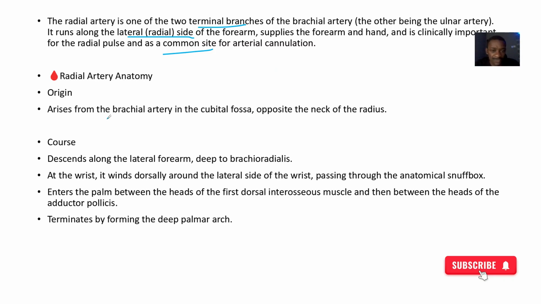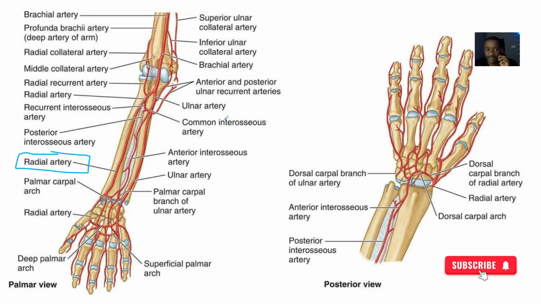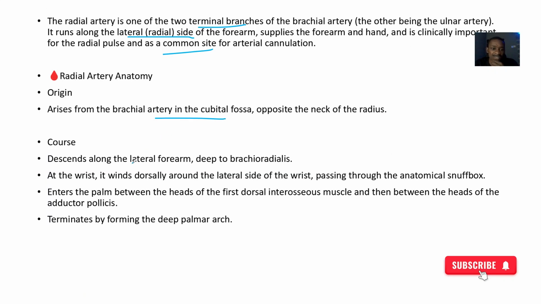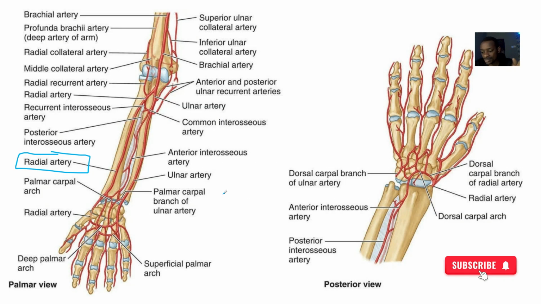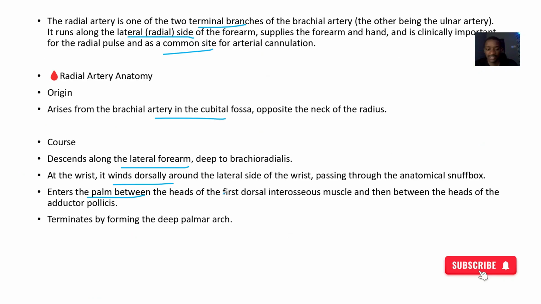So it arises from the brachial artery in the cubital fossa opposite the neck of the radius. It descends along the lateral forearm deep to the brachioradialis. At the wrist, it winds dorsally around the lateral side of the wrist, passing through the anatomical snuff box, enters the palm between the heads of the first dorsal interosseous muscle, then between the heads of the adductor pollicis. But you see that mainly when you have an image showing muscles and arteries together.